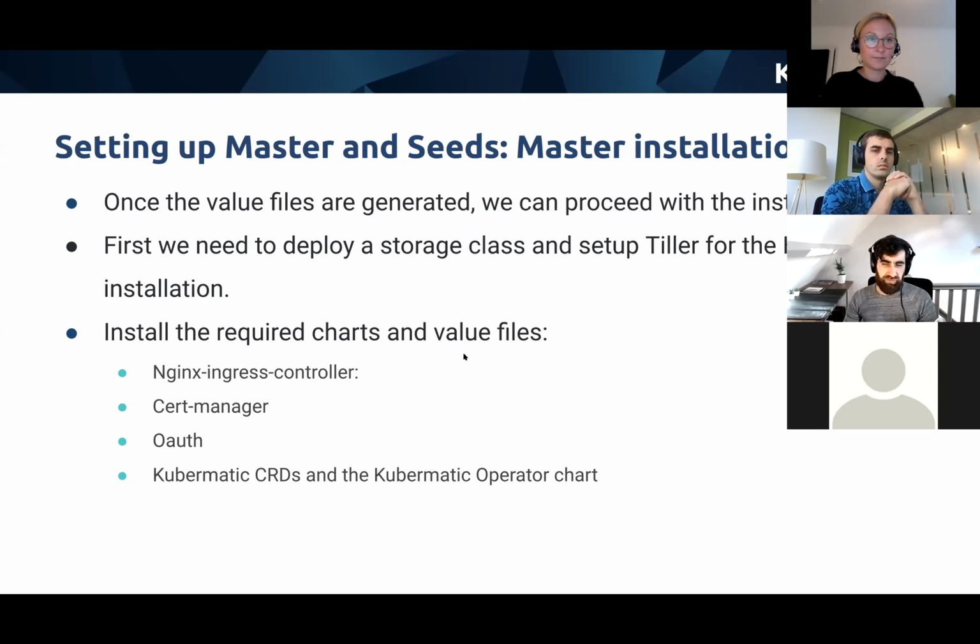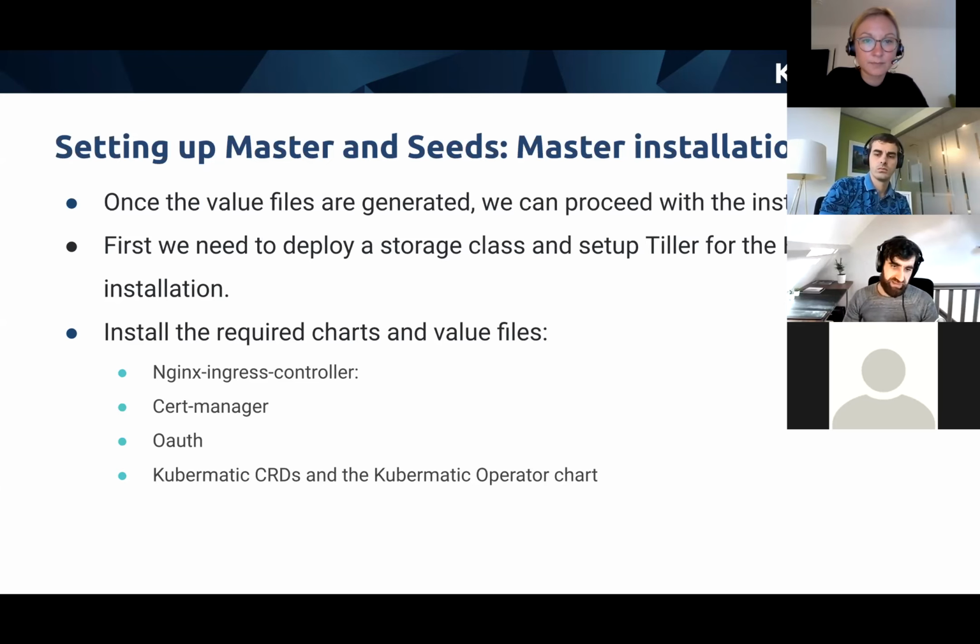To make the master and the whole Kubermatic work, we just need four charts. I would say the Nginx ingress controller, which, as the name implies, is an ingress controller. It will be needed to route traffic properly to the Kubernetes cluster. We have cert-manager, which is used to generate production certificates with Let's Encrypt and gives you all this certificate management. The OAuth chart uses Dex and is responsible for all the authentication.